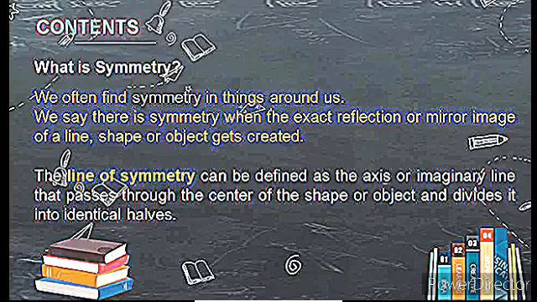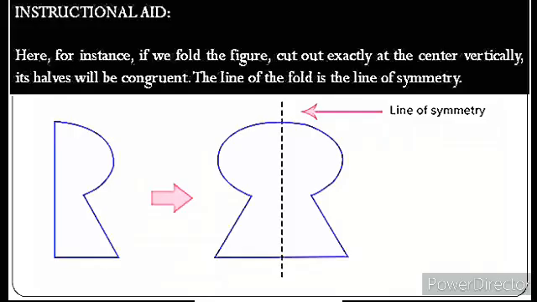The line of symmetry can be defined as the axis or imaginary line that passes through the center of the shape or object and divides it into identical halves. Line of symmetry is a dotted or broken line. It is not a solid line, it's not a thick line, it's a broken line. That's line of symmetry. We've been able to explain the first 2 learning objectives, so let's move on.